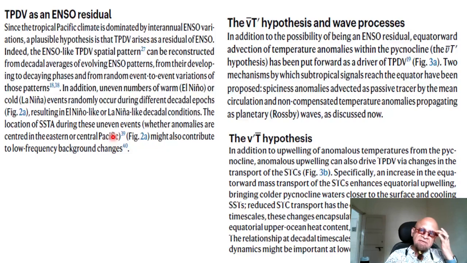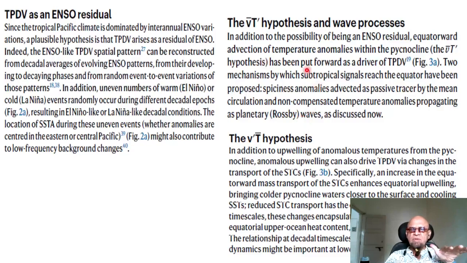There is the so-called V bar T prime hypothesis and wave processes. In addition to the possibility of being an ENSO residual, equatorial advection of temperature anomalies T prime within the pycnocline, the V bar T prime hypothesis, which we'll look at later, has been put forward as a driver of the TPDV. Two mechanisms by which subtropical signals reach the equator have been proposed: spiciness anomalies advected as a passive tracer by the mean circulation, and non-compensated temperature anomalies propagating as planetary waves or Rossby waves. The details are given, which I'm going to skip because they are basically consistency checks on what can be diagnosed from models and observations, mostly from reanalysis data.